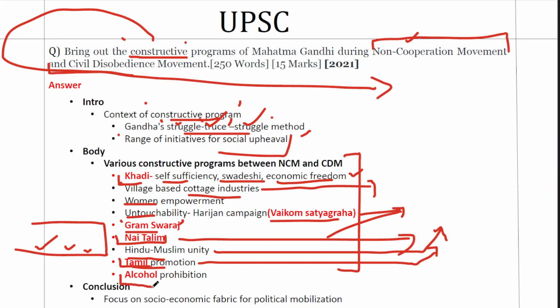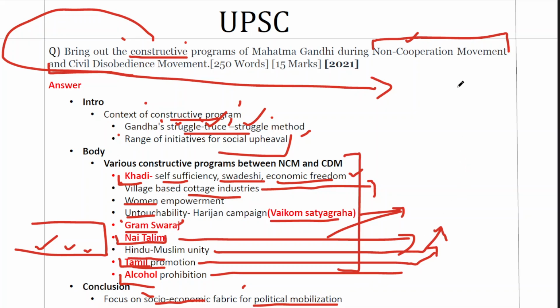Next up, alcohol prohibition. You need a generation that is focused on saving money, a generation that is focused on spiritually upholding themselves. So alcohol prohibition is something that supports everything, and this is a promotion that helps him gain the support of women as well. For all these reasons it can be considered as Gandhi's constructive program. We can give it under various heads. You can expand them based on what I've said in this video, and we'll conclude on the need of socio-economic fabric for political mobilization.